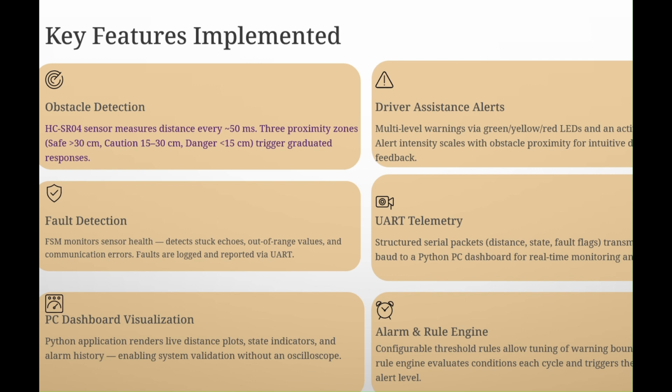Another feature is fault detection. If there is any sensor or communication problem, the system can identify it. The measured distance and system status are also sent to the Python dashboard through UART so we can monitor everything in real time. We can also change the distance limits easily by modifying the threshold values.